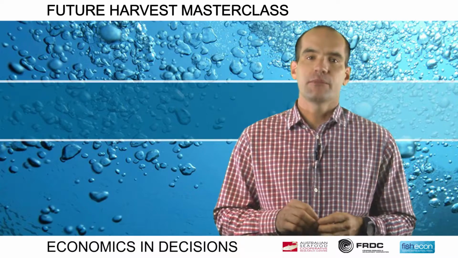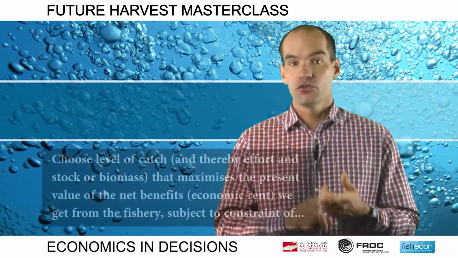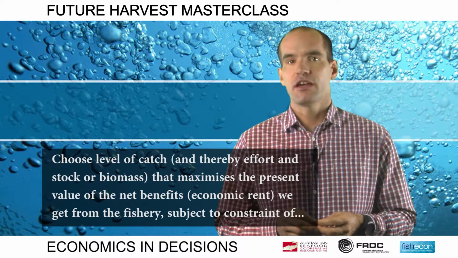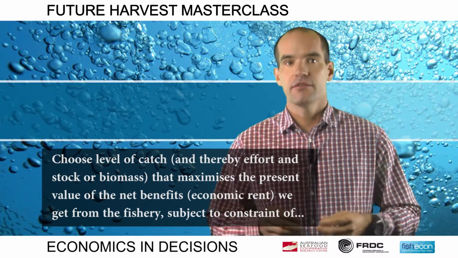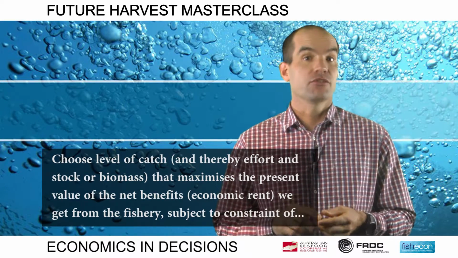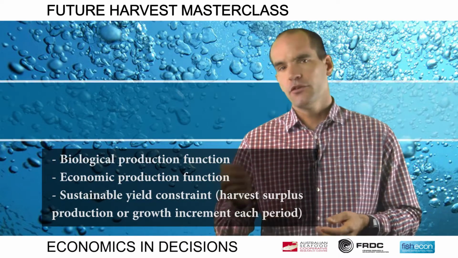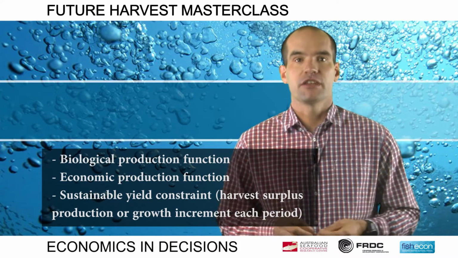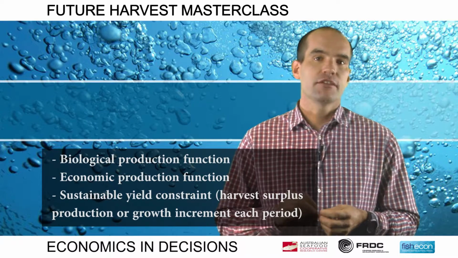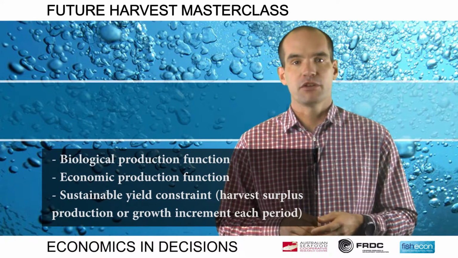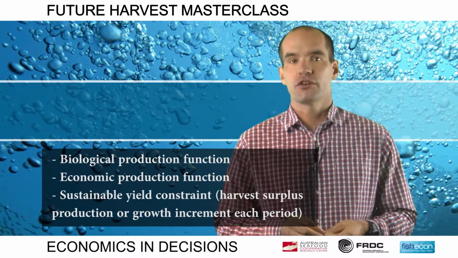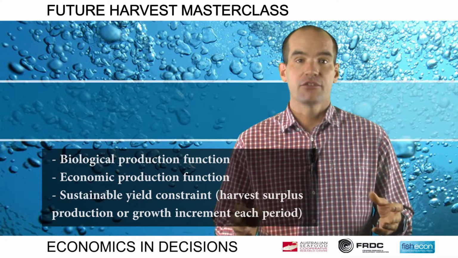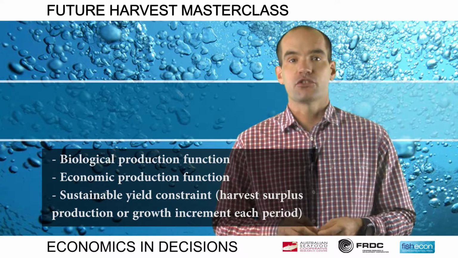We can formally state the management objective as: choose a level of catch, and thereby effort and stock, that maximises the net present value of the net benefits, economic rent, that we get from the fishery, subject to 3 constraints. Now, the first 2 constraints make sure that the solution to this problem is feasible, both biologically and economically. The third constraint ensures that we harvest only the surplus production or growth increment of the stock in each period. This restricts us to solutions that involve a constant harvest each period and result in a stable stock level.